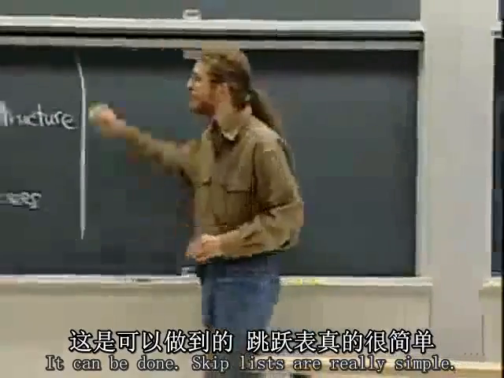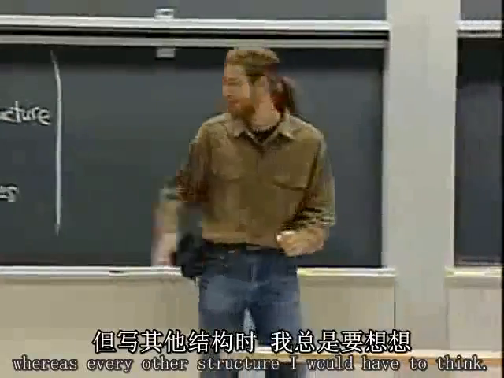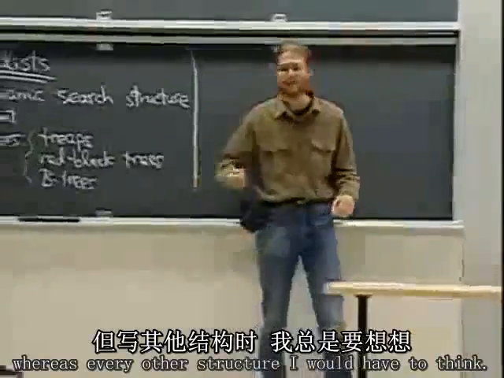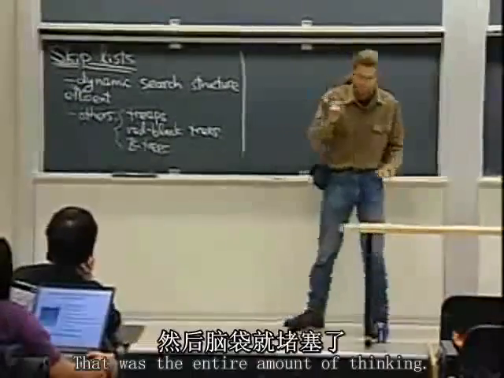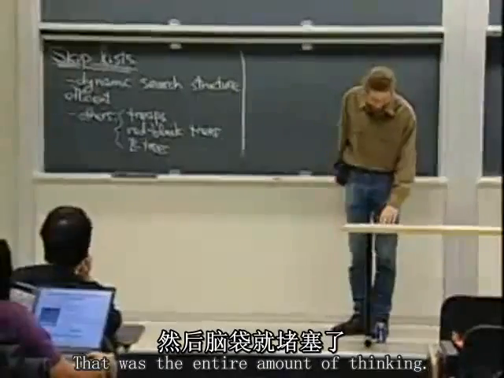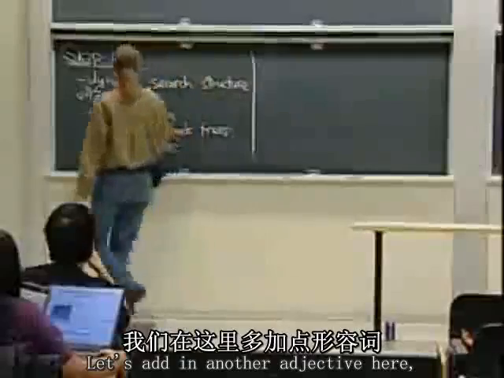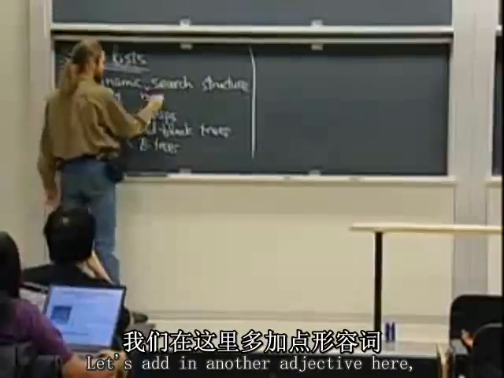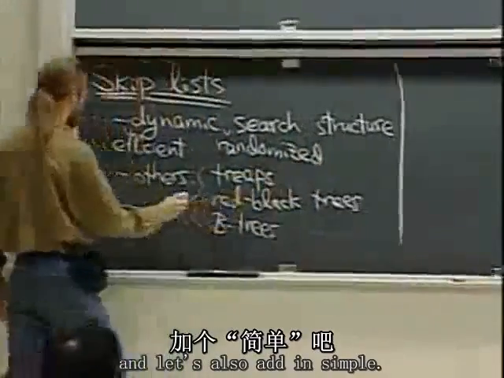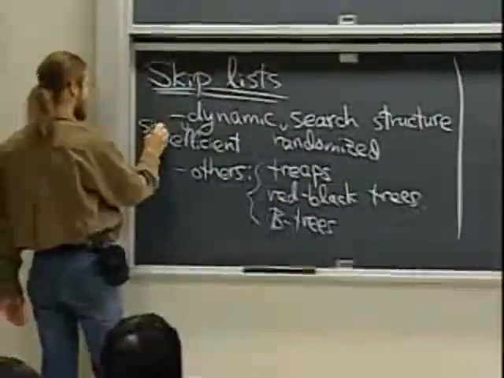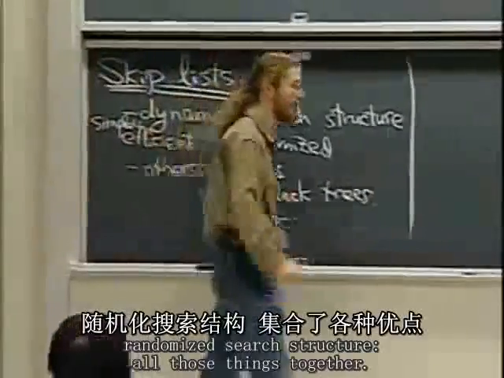Skip lists are really simple. And at no point writing the code did I have to think. Whereas every other structure, I would have to think. There was one moment when I thought, how do I flip a coin? Okay, that was the entire amount of thinking. So skip lists are a randomized structure. Let's add in another adjective here. And let's also add in simple. Okay, really cluttered. So we have a simple, efficient, dynamic, randomized search structure.